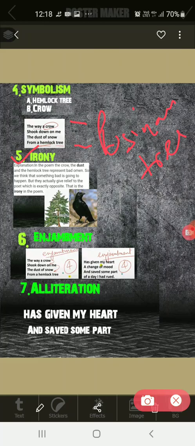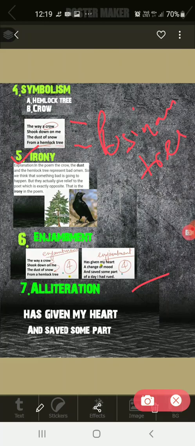Now moving towards another poetic device, that is enjambment. Enjambment is a poetic device which leads to the continuation of a sentence or one line into another line without any use of punctuation. You might have noticed that in the lines "the way a crow shook down on me the dust of snow from a hemlock tree," there is use of enjambment in each line, so that it seems that one line is flowing into the second line without any use of punctuation.